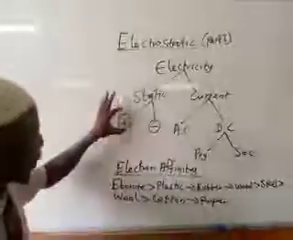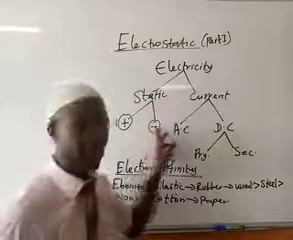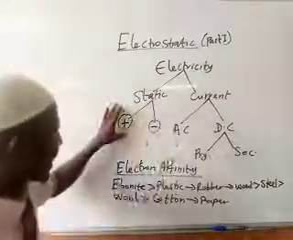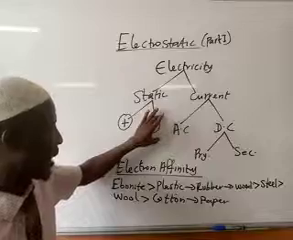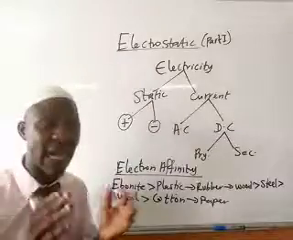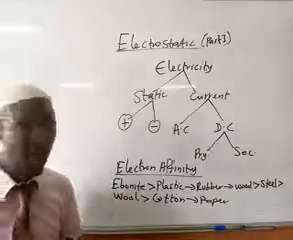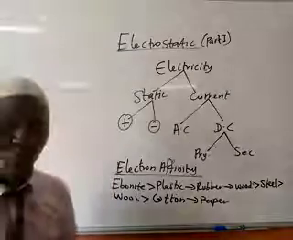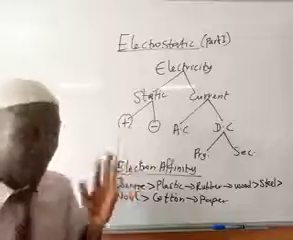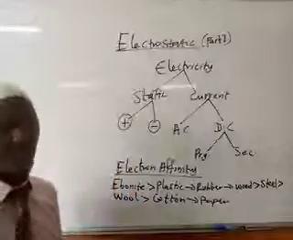We have two types of charges: positive charge and negative charge. That is, we can charge a body positively or negatively. Now, let's go to how to charge a body. We have three ways by which we can charge a body.